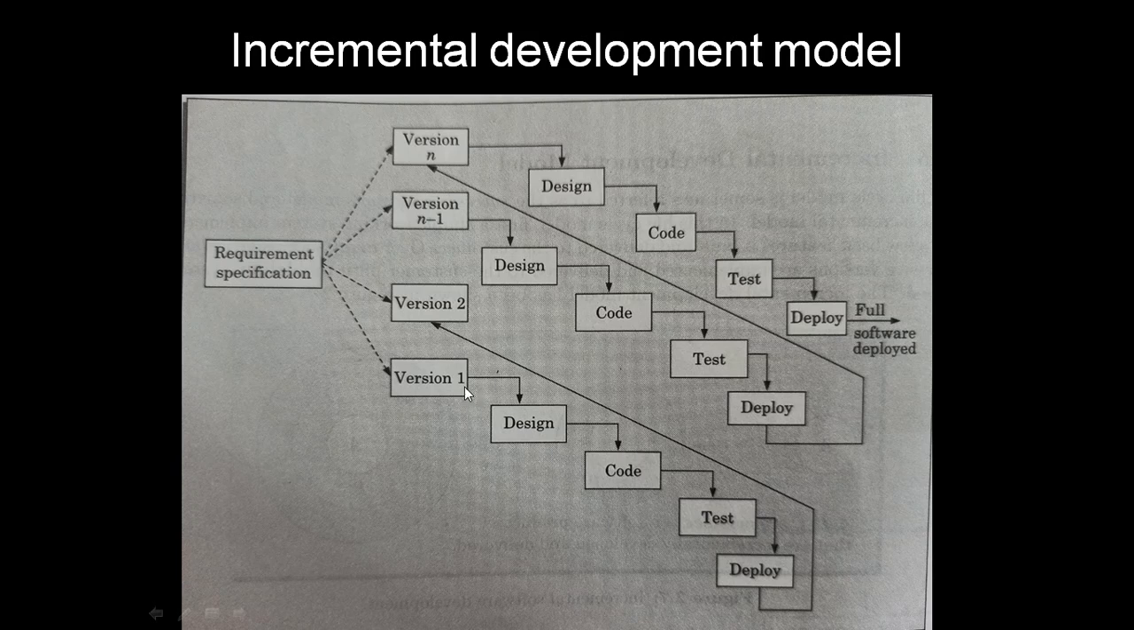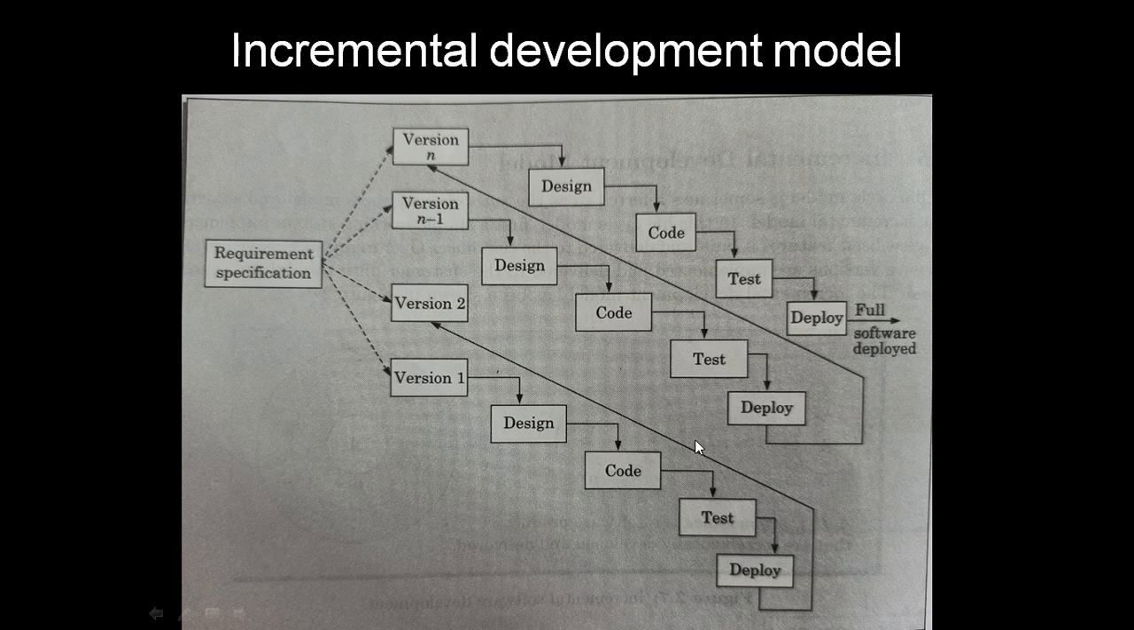Even though we are showing it as a waterfall model, it is iterative. There will be feedback from test to code, and from design. There will be a feedback mechanism. So we will develop the first version of the software, that is design, coding, testing, and then we will deploy it to the customer. The customer will use that software.